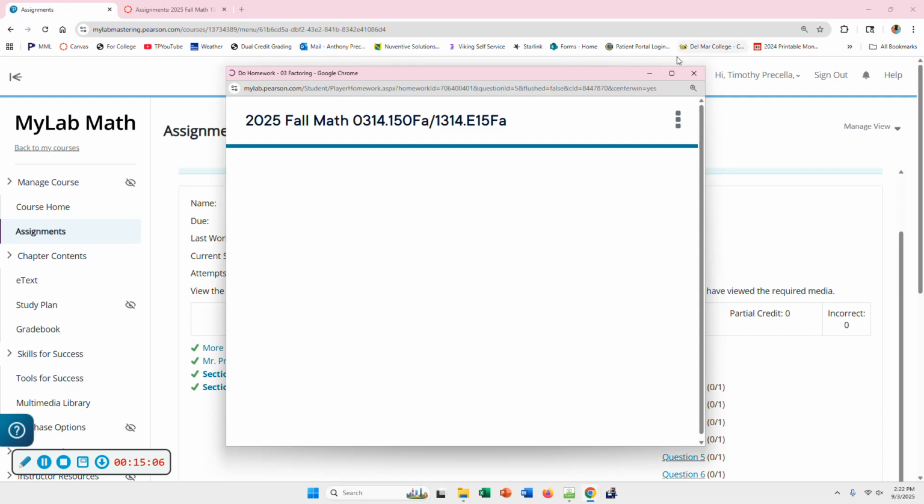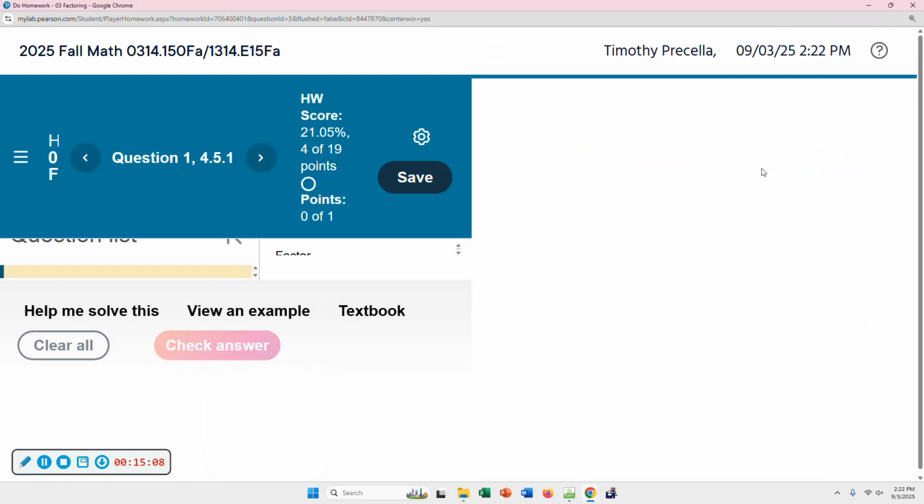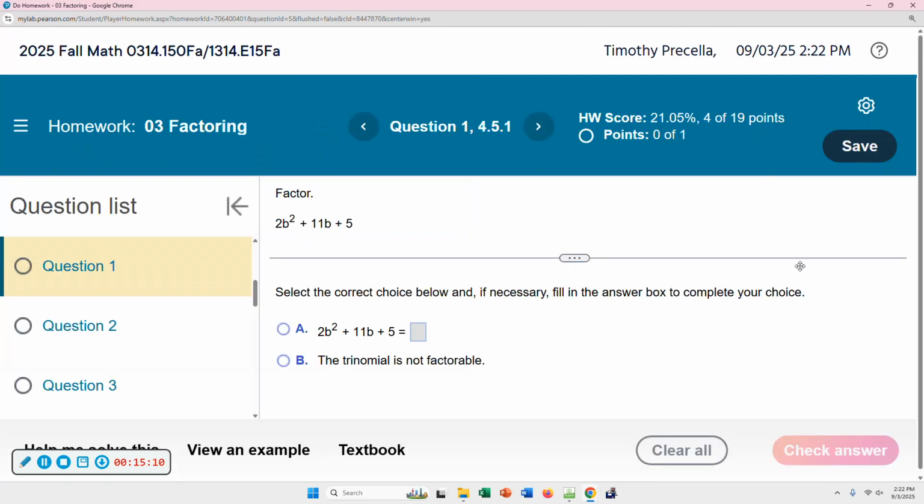Number 1. It says factor. And then what all does it say? Select the, well, we'll discuss the fact that it's possible some stuff won't factor. Let me write this down. 2b squared.